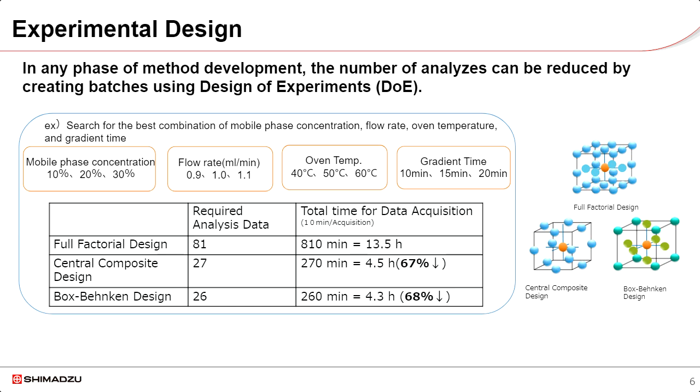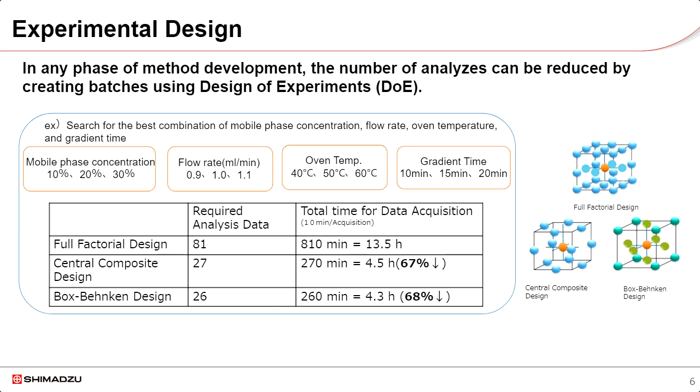The goal of design of experiments, or DOE, is to shorten the time it takes to reach a solution, and that's partly achieved by reducing the number of runs. For example, if we want to determine the best combination of mobile phase concentration, flow rate, oven temperature, and gradient time, we need to set 3 levels for each parameter. And if we conduct the analysis using a full factorial design, which is a design for a total experiment, 81 analyses would be required.